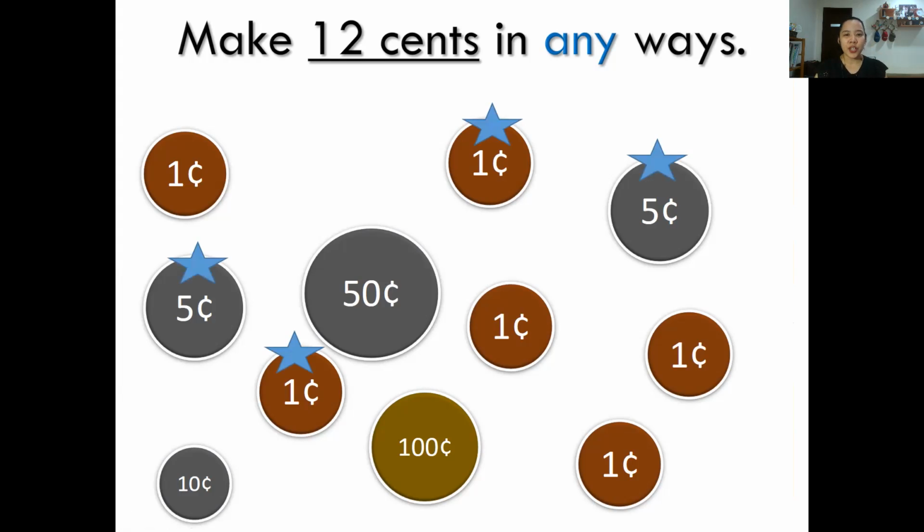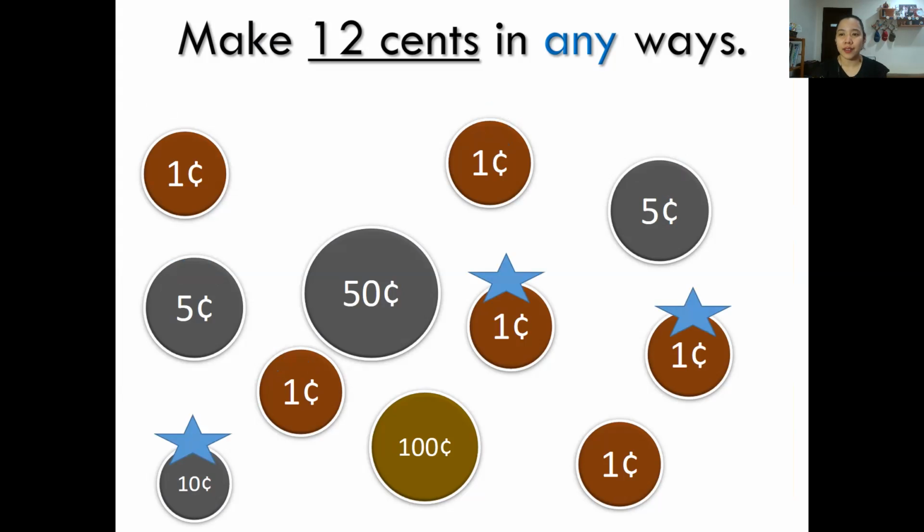Now, if you say it correctly, you will get 1 point, but there are other ways. If you say it the other way, like this, 10 cents plus 1 cent plus 1 cent is equal to 12 cents, then you will also get the point.